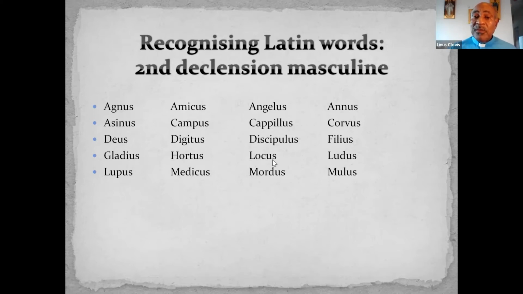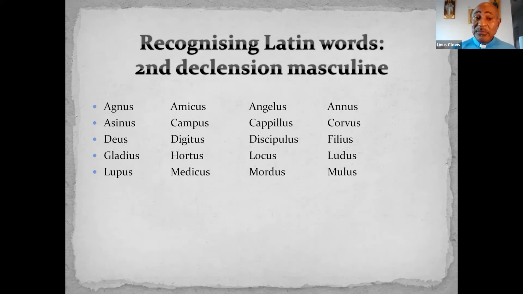Locus, from which we get local, a place. It's also a school. And ludus, from which we get ludo, which is a game. We also get ludicrous, something that's foolish, fun to do. The next one, lupus. There's a very terrible illness called lupus. Lupus means a wolf. So you can see that it's a well-named illness because it really does tear people apart. So lupus is a wolf.